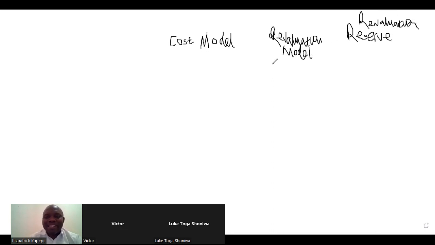My electronic handwriting is not that good. Bear with me. Others would even call this first column the historic, but it's basically the cost model.